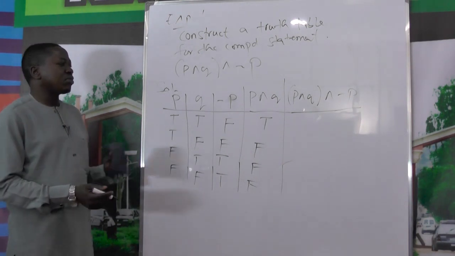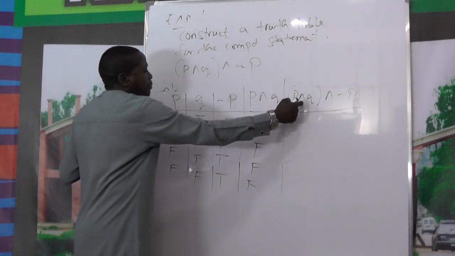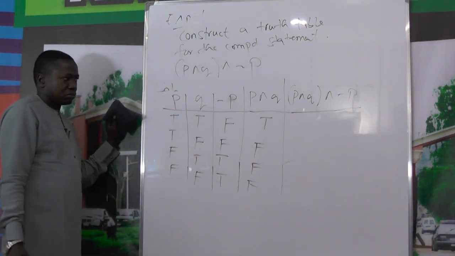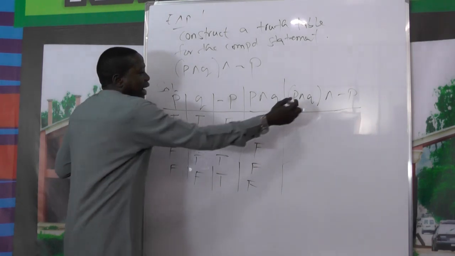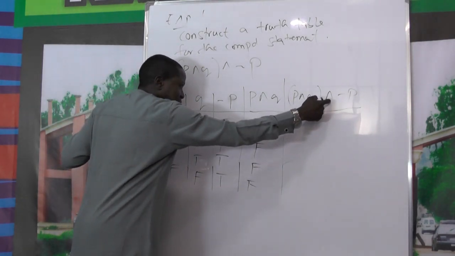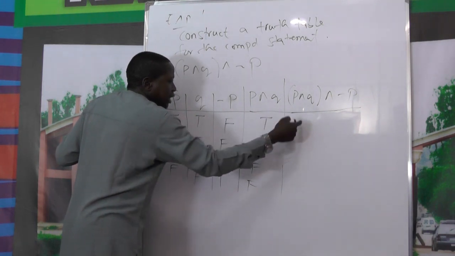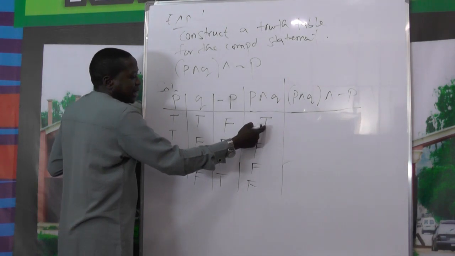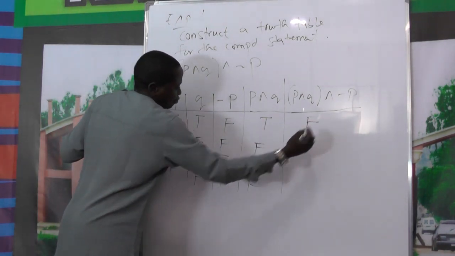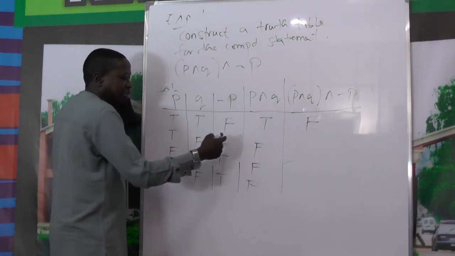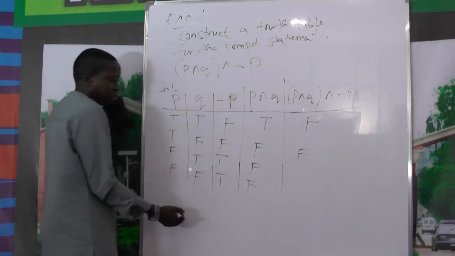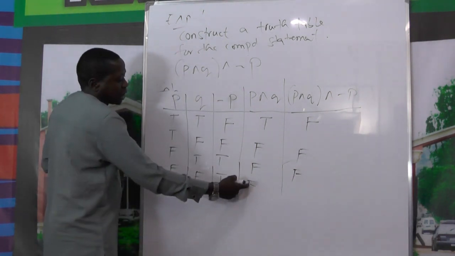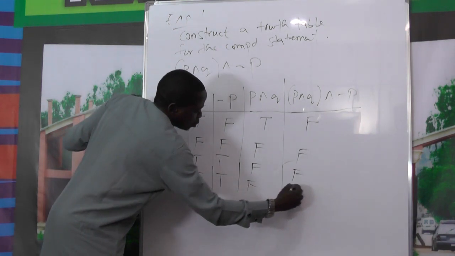The next one, this bracket and minus P. What is the bracket? T. And you know the rule of and. Like I said, before you can have T under this and, the two must be true. So now, T and F, here is F. False and false, here is false. False and true, here is false. False and true, here is also false.